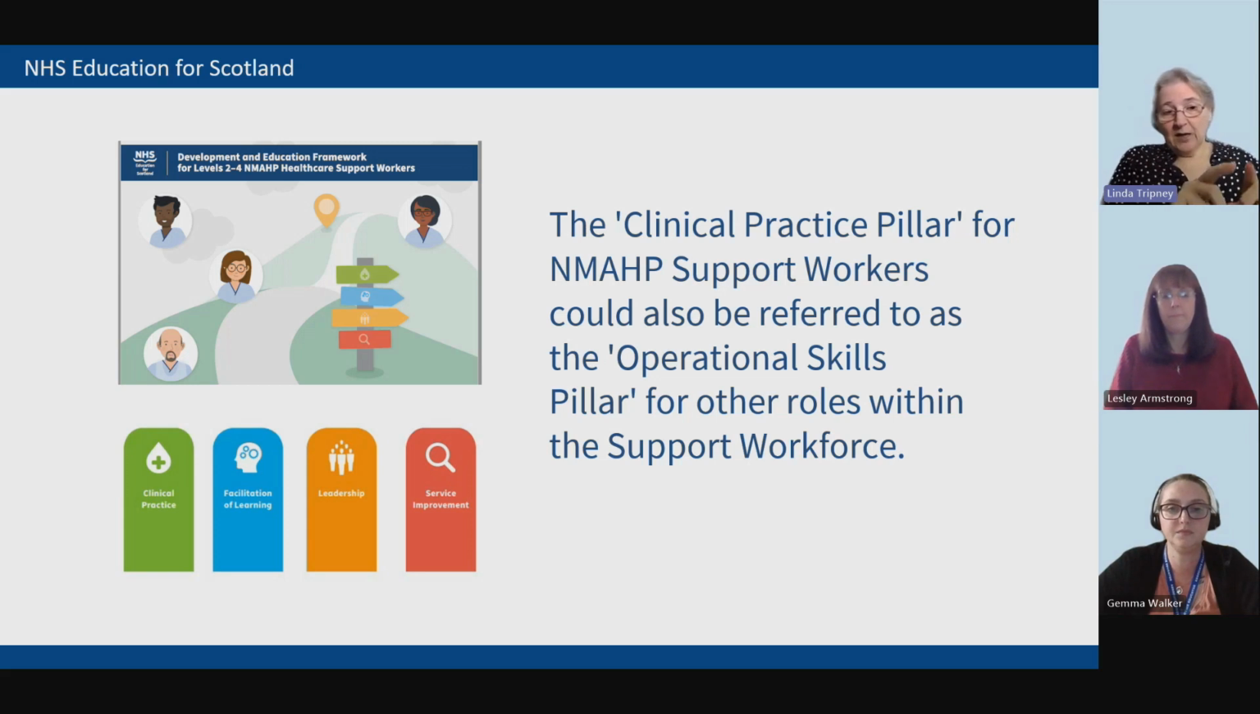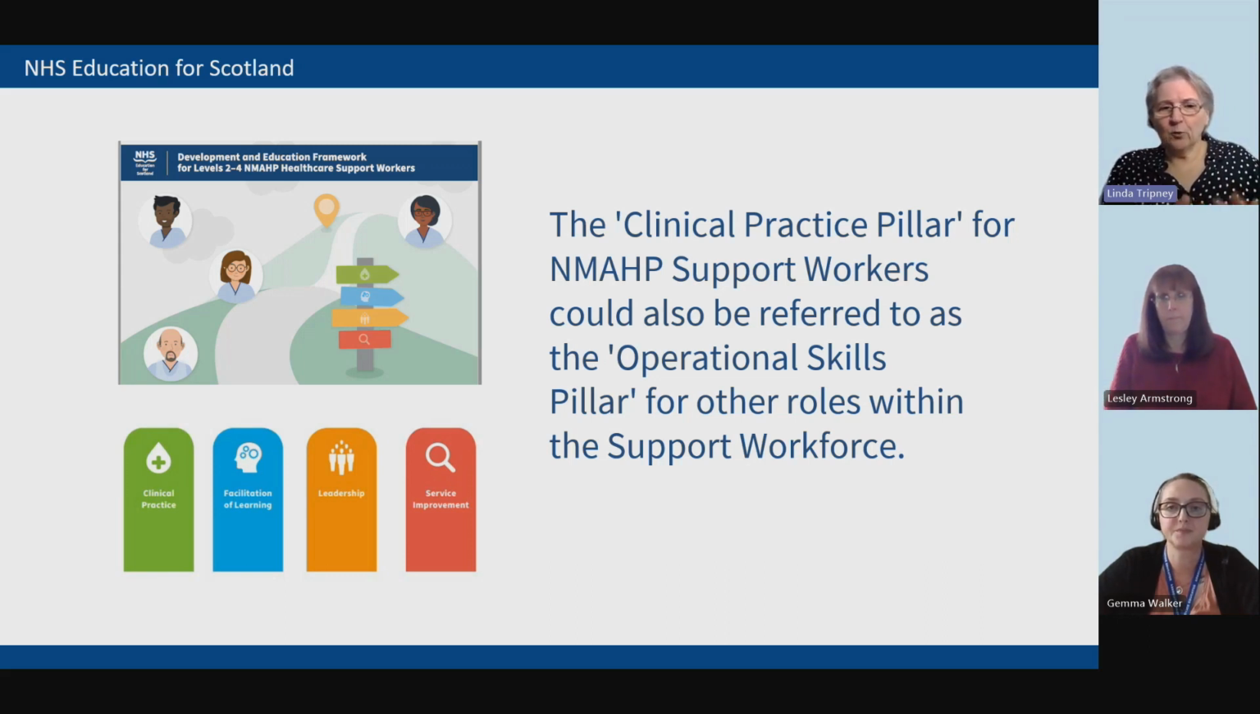What we're saying is that that's the biggest part of your role, probably, that kind of task-focused, the doing thing within your role, whatever that role is. But have you considered these other 3 pillars? What do you think of facilitation of learning? Is that part of your role? Is leadership part of your role? Is service improvement part of your role? Or have you never really thought about it before?